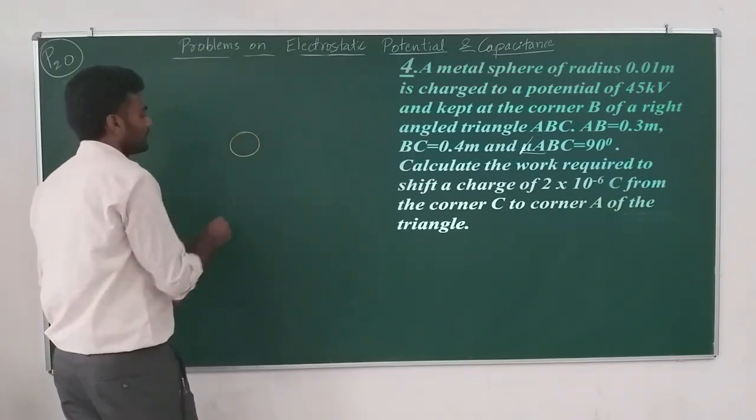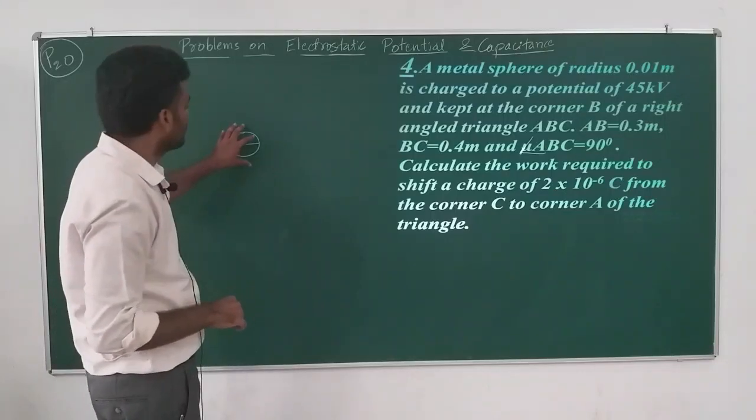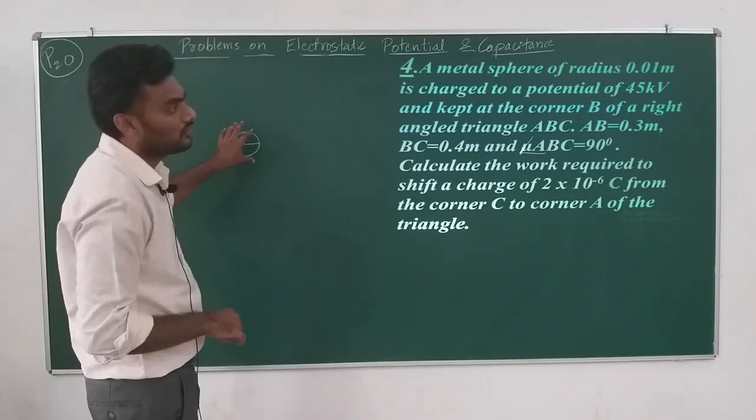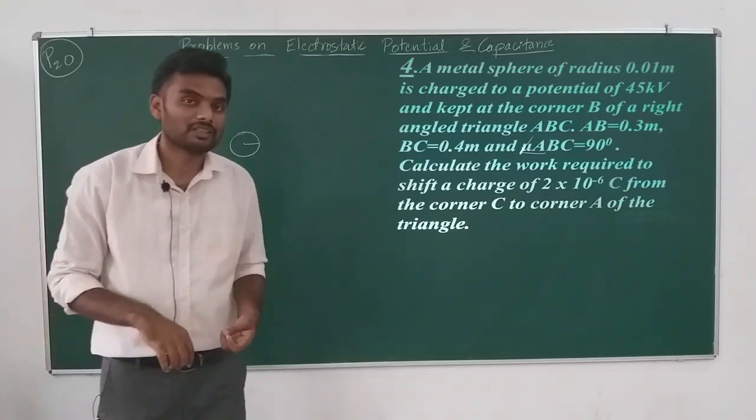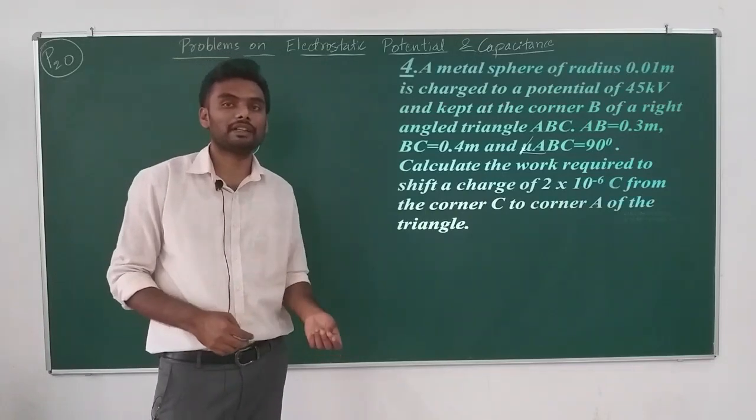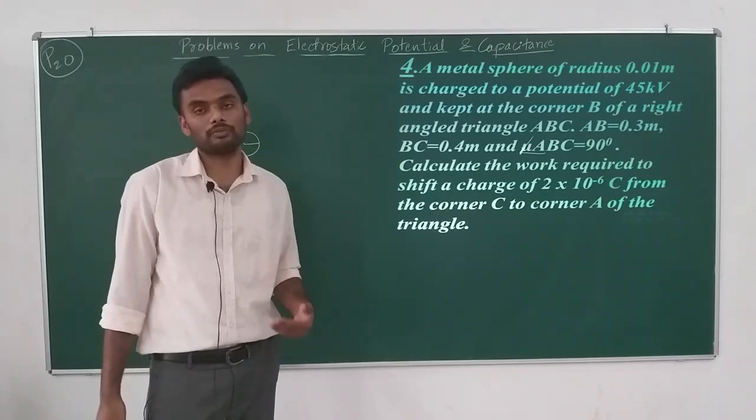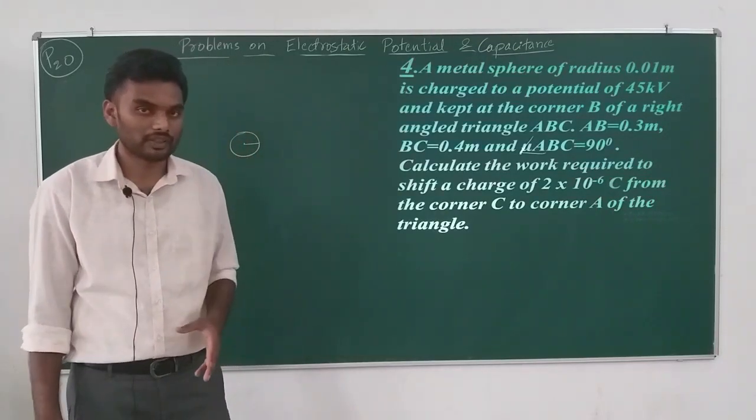Okay, let this be the sphere of 0.01 meter radius, and this is charged to a potential of 45 kilovolt. Normally, whenever we charge a body, we express it as the body is charged to 2 coulomb or 2 nanocoulomb, 3 microcoulomb, 10 picocoulomb, like that we say, right?